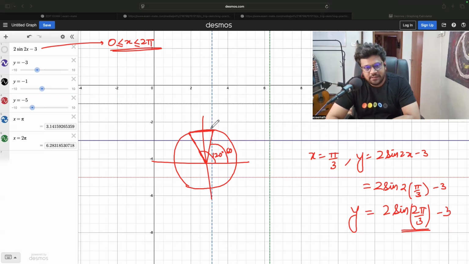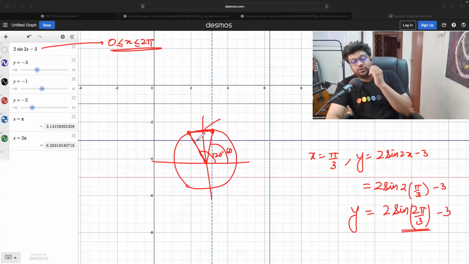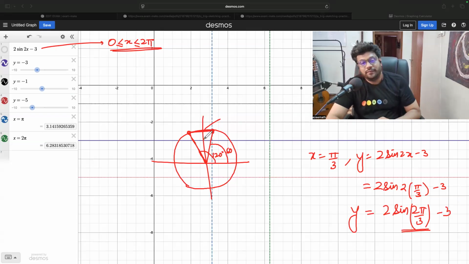The point is this point and that point. These two have the same y-coordinate. On a unit circle, the y-coordinates are supposed to be sine of theta.